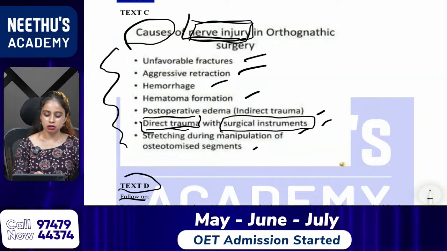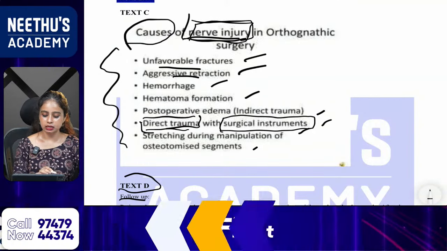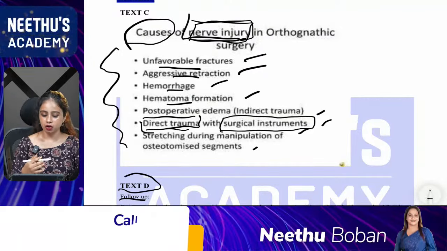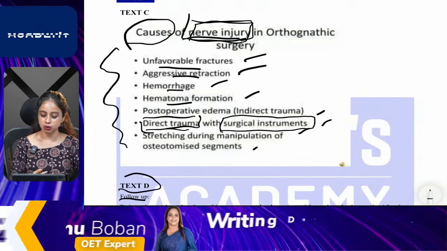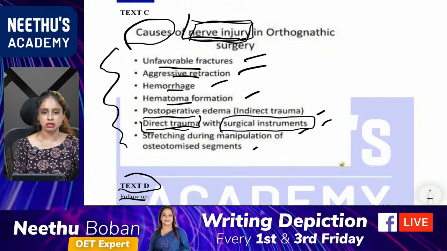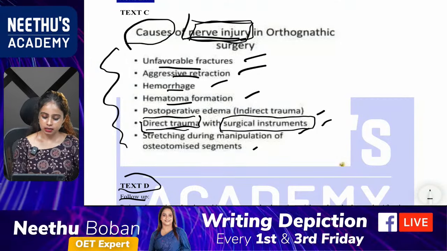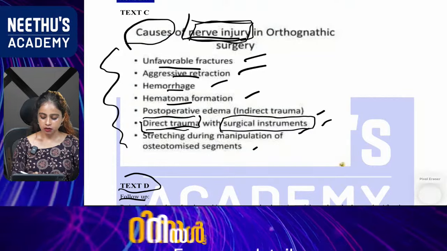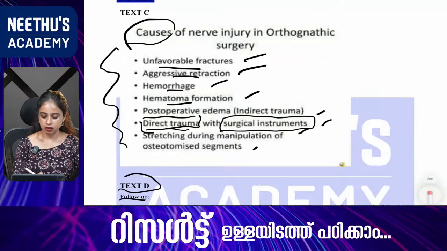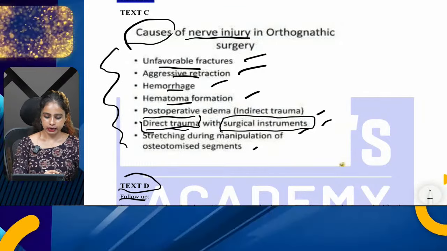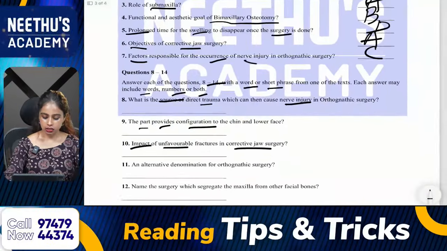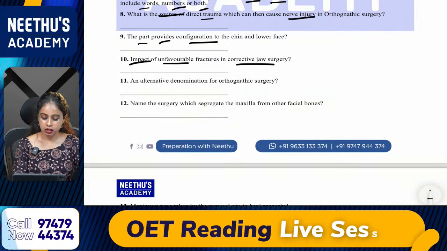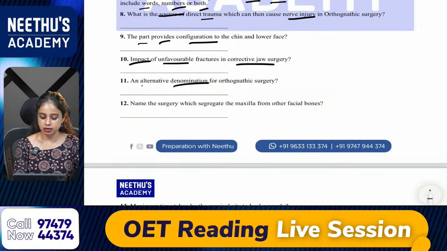So, what are the causes mentioned? Unfavorable fractures, aggressive retraction, hemorrhage, hematoma formation, post-operative edema or indirect trauma, direct trauma, stretching during manipulation of osteotomized segments. Okay. So, what is the answer? It is nerve injury. So, that answer is nerve injury. Clear?